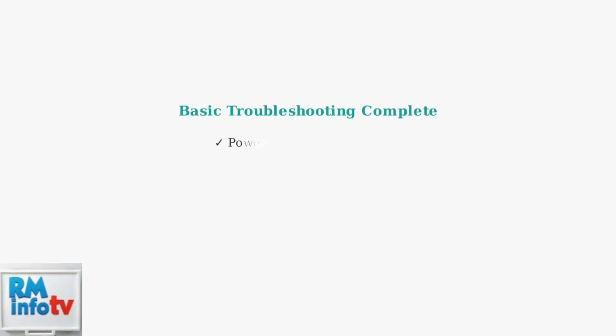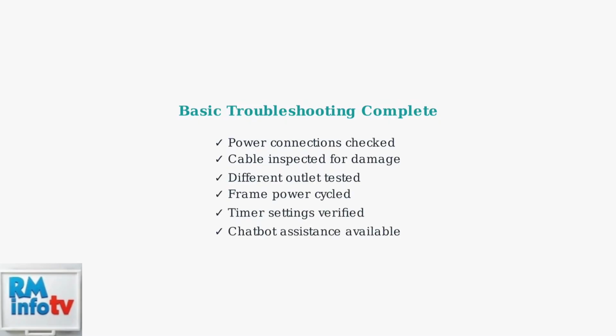These 6 basic troubleshooting steps resolve most Aura frame black screen issues. Start with power connections, inspect your cable, try different outlets, power cycle the device, check your app settings, and use the chatbot for additional help.